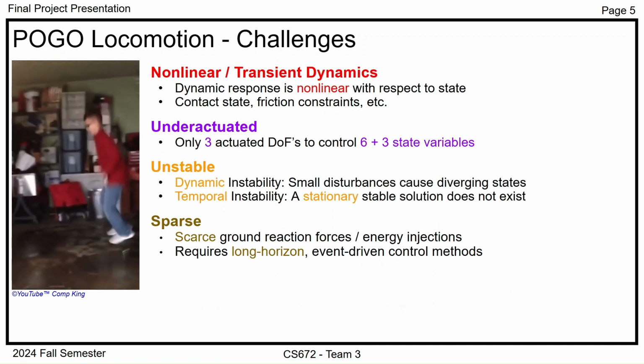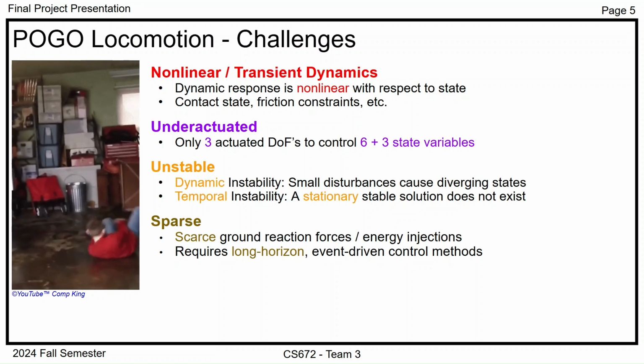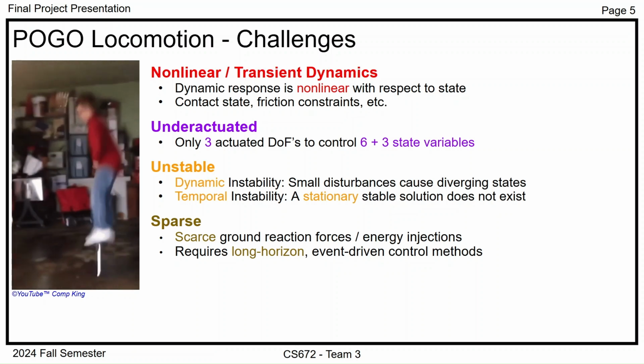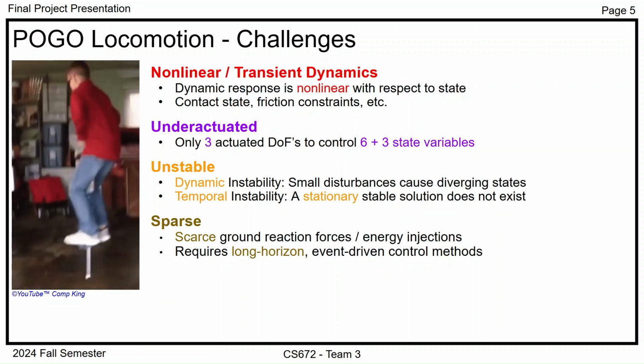There are four main challenges in Pogostick locomotion. To control a pogo stick, we have to control a highly nonlinear system with underactuated actions to maintain a dynamic and rhythmic motion with sparse opportunity for correction.